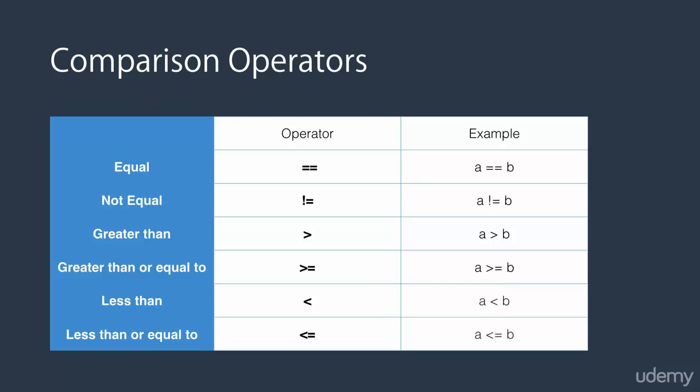Okay, next, comparison operators. So we got equal, which is indicated by double equal sign, not equal, greater than or equal to, less than, and less than or equal to. Now, what I want you to pay attention to in this list is that the testing for equality is accomplished by double equal sign. And that's different from a single equal, which is the assignment operator.